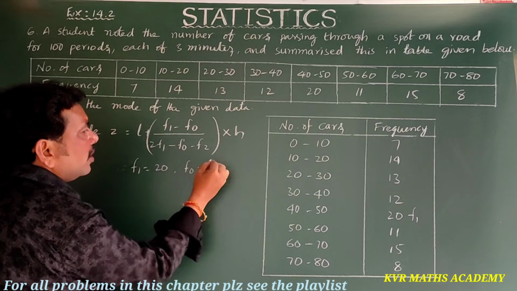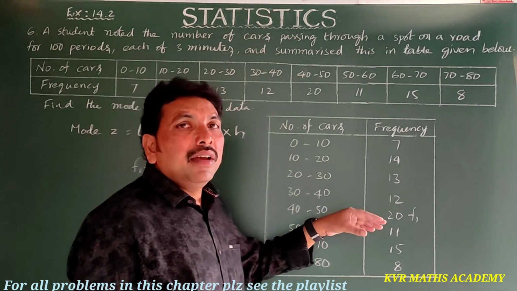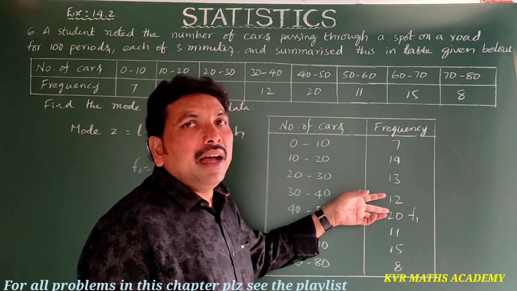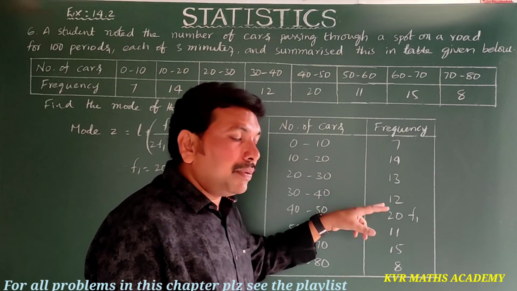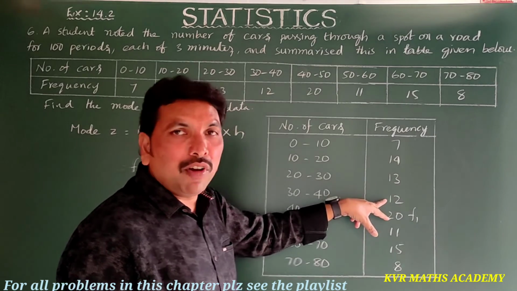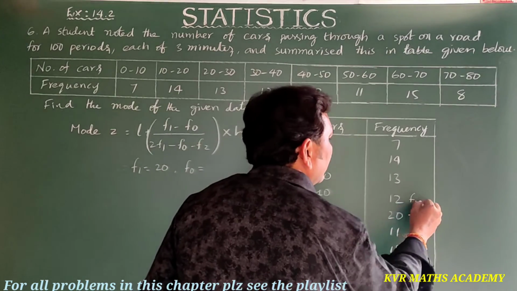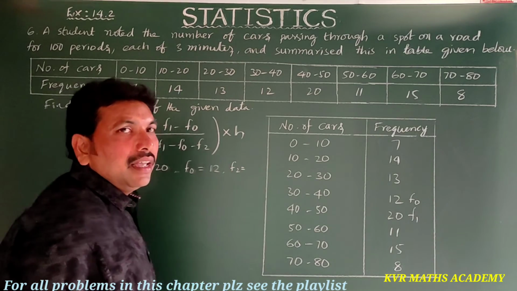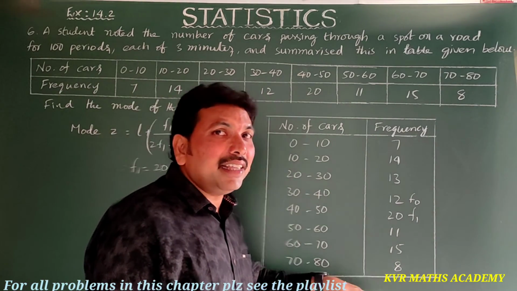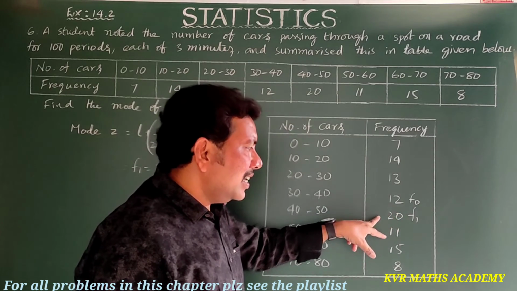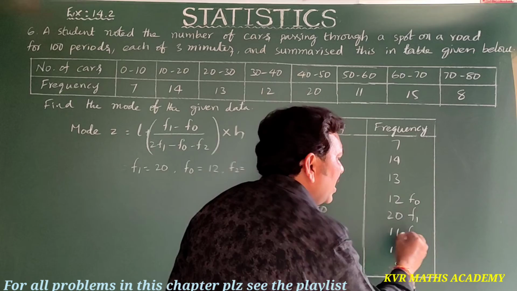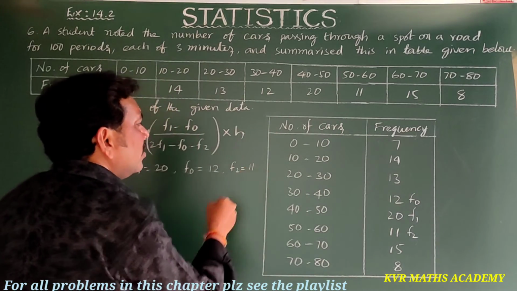Next, what is F0? F0 is the frequency of the class preceding the modal class. That is 12, so F0 is equal to 12. Next, what is F2? F2 is the frequency of the class succeeding the modal class. That is 11, so F2 is equal to 11.